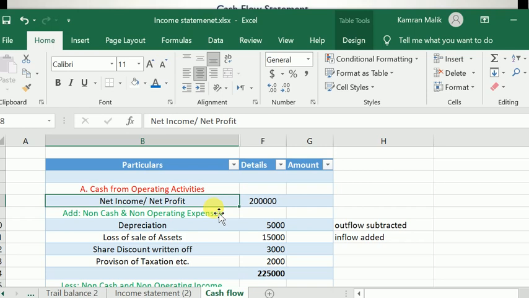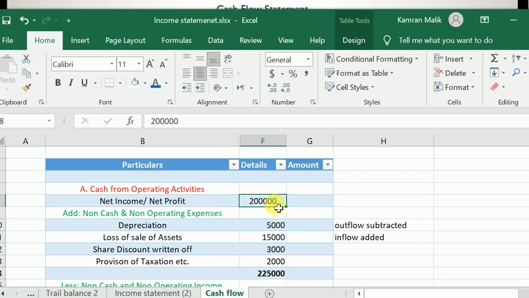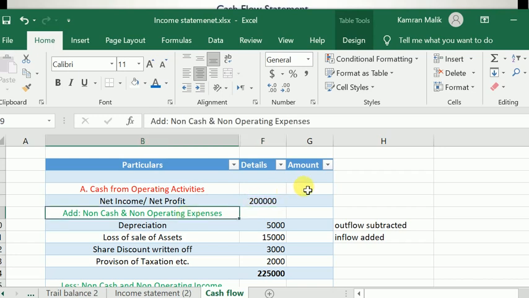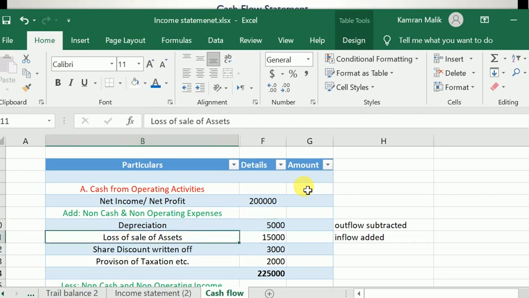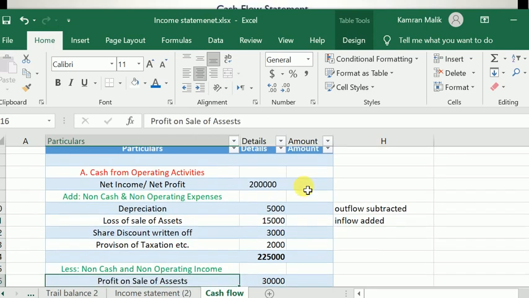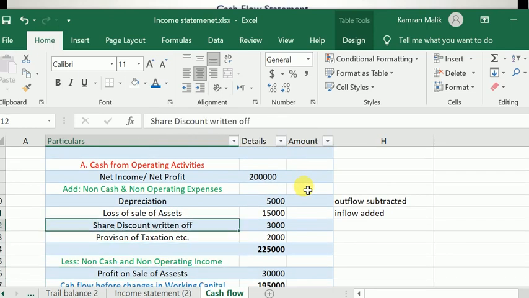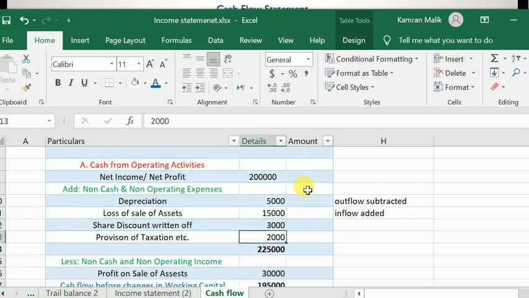So you see the net profit that we had in hand is like 100,000. Then we start with adding non-cash and non-operating expenses, in which we have the depreciation, which is part of the non-cash and non-operating expenses, 5,000, and loss of sales of assets, which is 15,000. Share discount written off, the discount that is written off is 3,000. Provision of taxation, that is 2,000, which is written here.